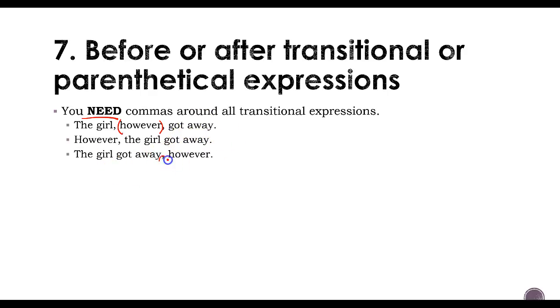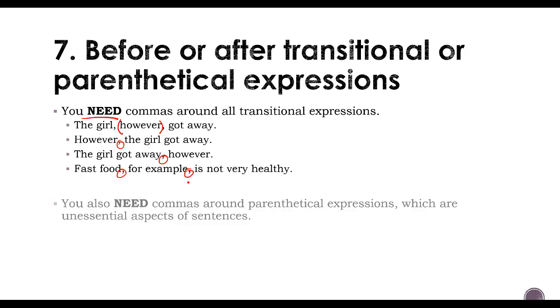So whenever you're including a transitional phrase, you need commas around it. If it's at the beginning of the sentence, you obviously don't have a comma before it, you just put one after. If it's at the end of a sentence, you obviously don't have a comma after, but you put one before. If it's in the middle of the sentence, put commas around the whole phrase. Here's a longer example. Fast food, for example, is not very healthy. In this case, "for example" is a transitional phrase or expression, so we put commas around it.